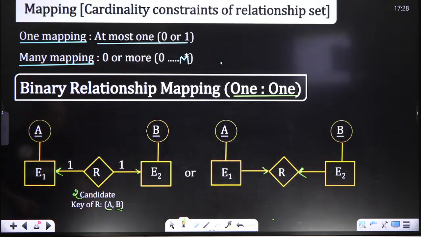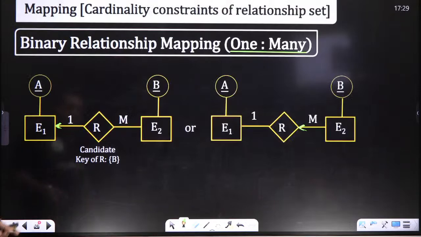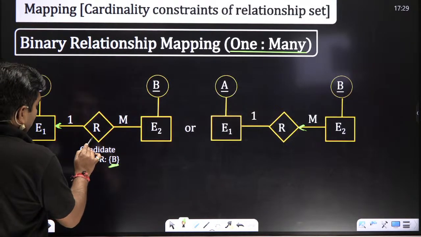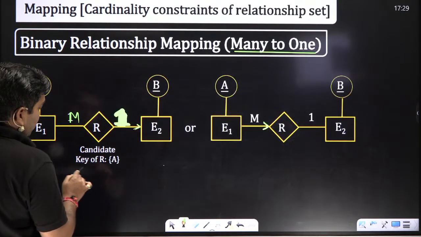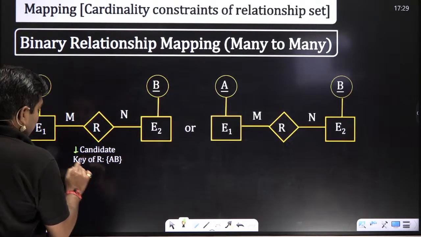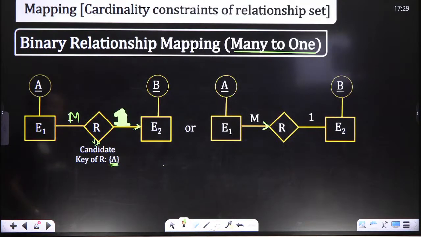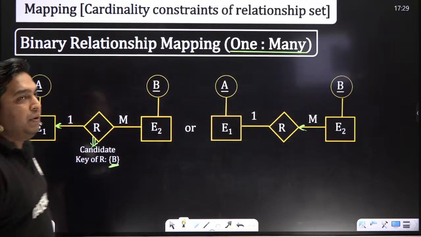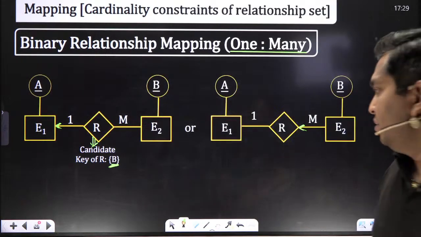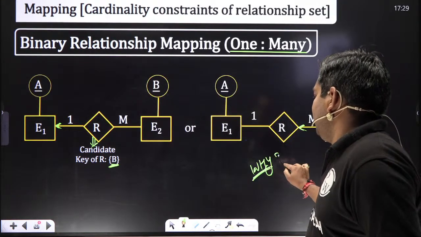Now listen. Here you are getting two candidate keys, A comma B. Here you are getting candidate key only B. Now let me know why only candidate key B here, why here only candidate key A, and why here only one candidate key AB. Please let me know fast. Why? Here, why candidate key only B?